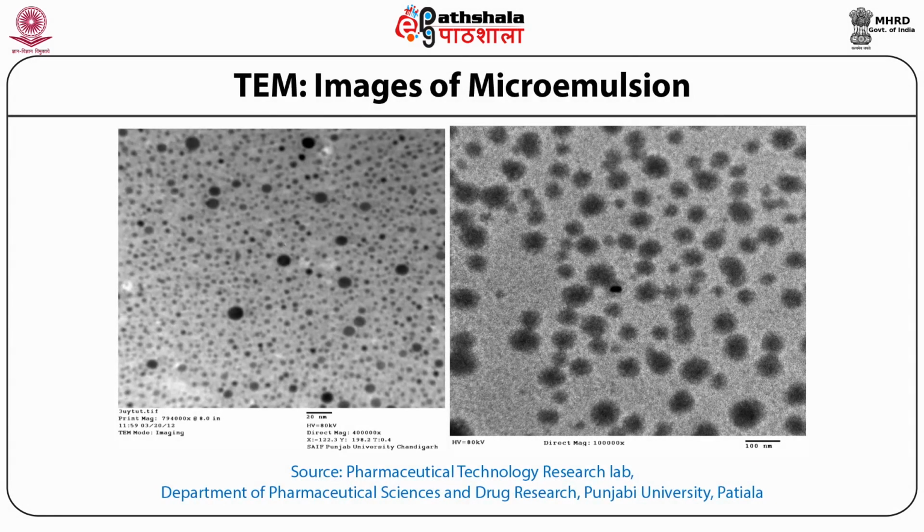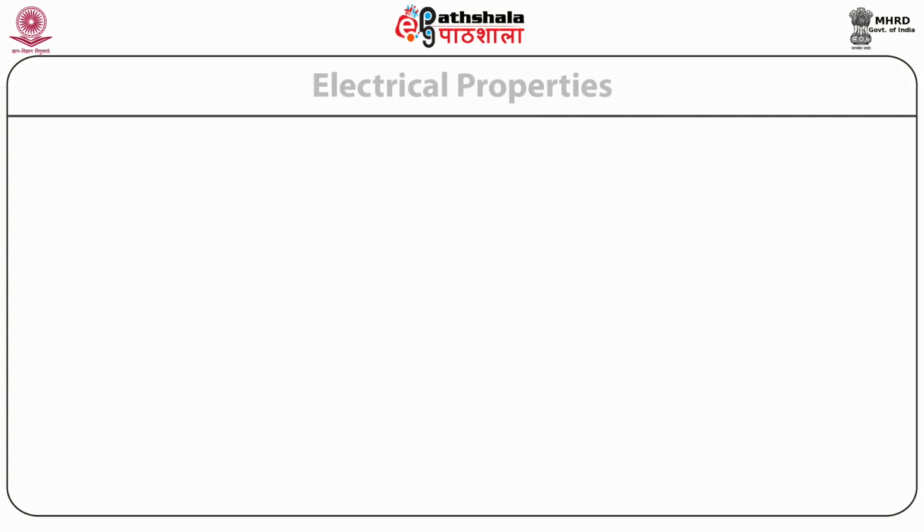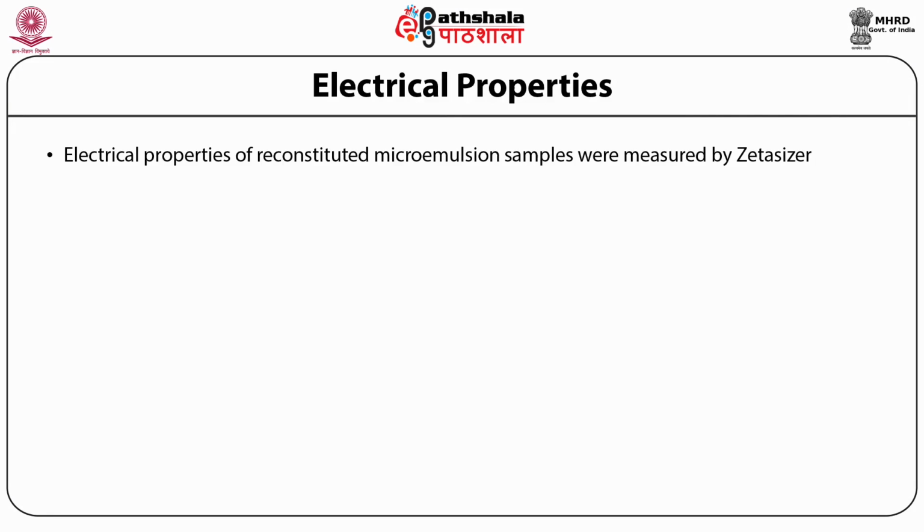This image shows the circular oil droplets of the microemulsion, and it clearly says that the microemulsions are formed. These oil droplets of a microemulsion are spherical in shape. In the second image you can see dark internal structures, which show that the drug is entrapped inside these oil droplets. Now the electrical properties of a reconstituted microemulsion are determined by zeta sizer.